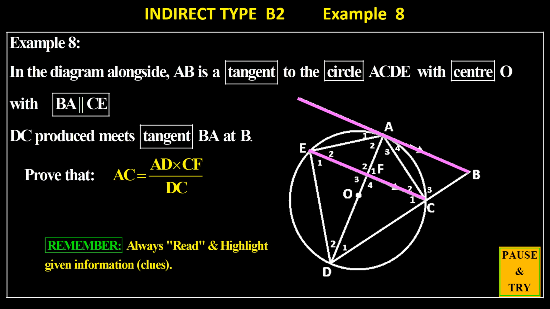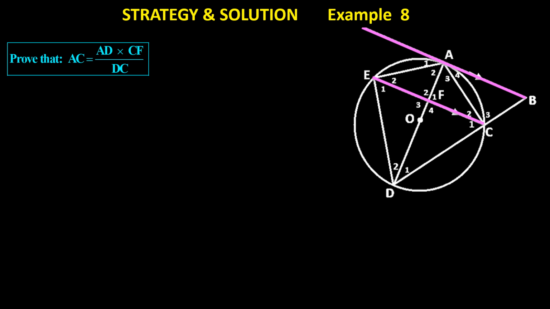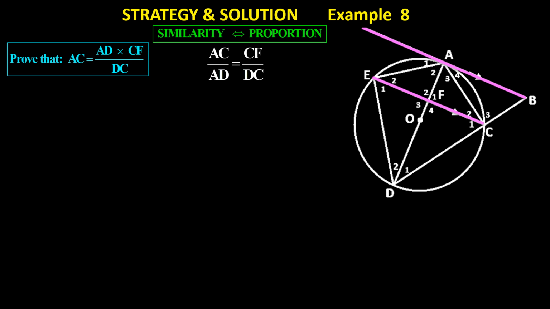Let's go to the solution. Now let's look at the solution. There we have our sketch with all the given information and the essential parts highlighted. AB is a tangent and AB is parallel to EC. And this is our question. Always remember, if triangles are similar, it implies the corresponding sides are proportional, or the converse. Right? Now this is a B2, so we want to get it into this form.